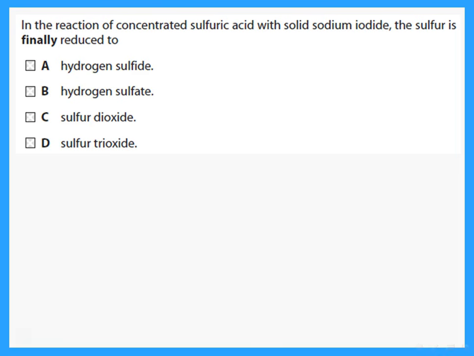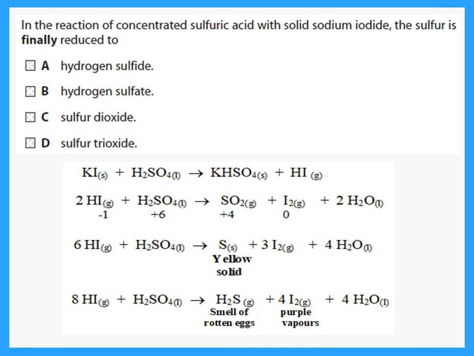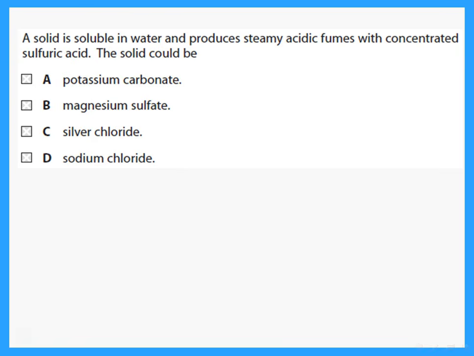In the reaction of concentrated sulfuric acid with sodium iodide, the sulfur is finally reduced to what? So here we have sulfuric acid with iodide. Remember that we form SO2 and S and H2S. So which one do I have here? In the end, it would form H2S, so hydrogen sulfide. That's the final product. A solid is soluble in water and produces steamy acidic fumes with concentrated sulfuric acid. What would this solid B be? Remember that with sulfuric acid, if it gives white fumes, it is sodium chloride.